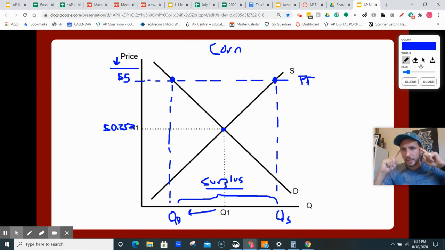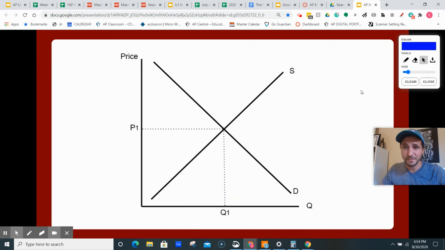Again, just think, is the price above or lower than equilibrium, right? If it's above equilibrium, it's going to cause a surplus. If it's below equilibrium, it's going to cause a shortage. As long as it's a government regulation, that surplus or shortage will persist.